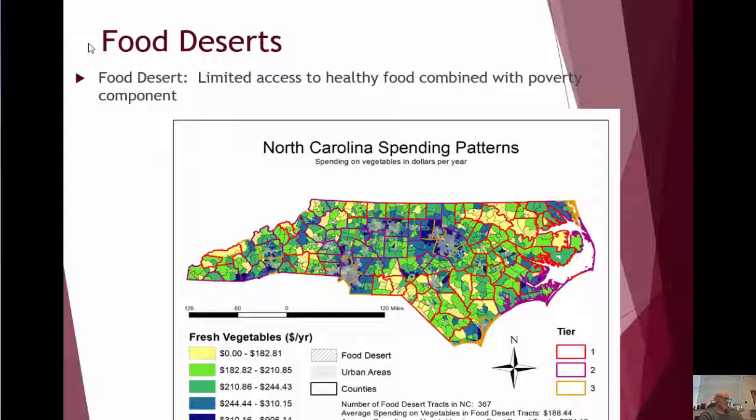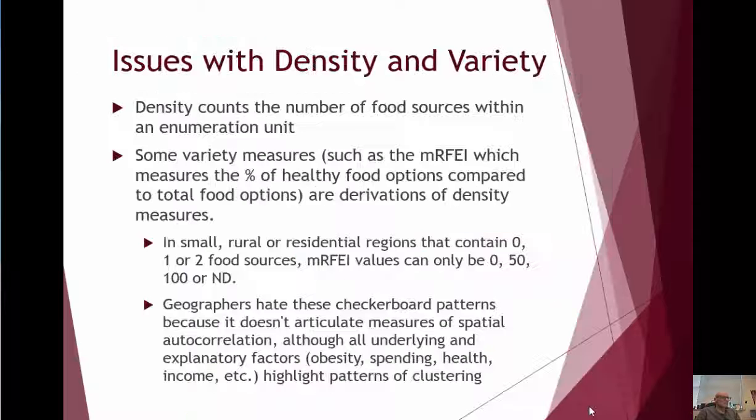And we could look at food deserts. You can see down below, I've got a little bit of spending. The average spending on fruits and vegetables in food deserts is $182 versus $264. So you can see in non-food deserts, spending on fruits and vegetables is a lot higher.